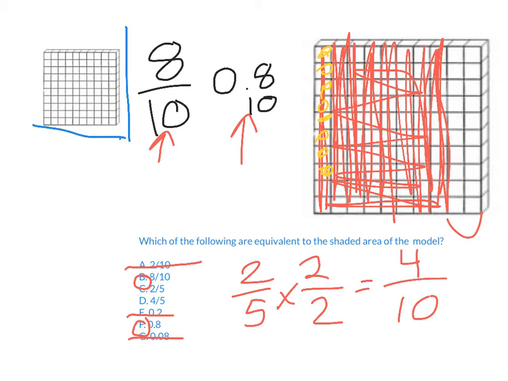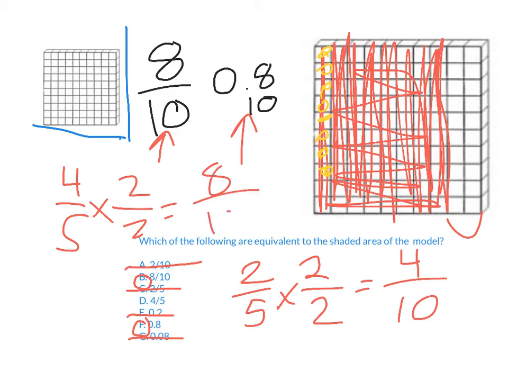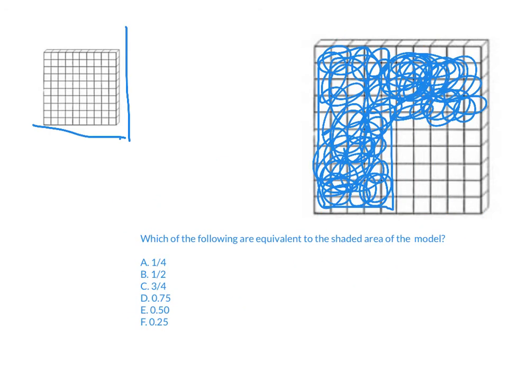4/10, well, that's not equivalent to 8/10. Then if I have 4/5 times 2 over 2, that gives me 8/10. So I do know that 4/5 is equivalent, so B, D, and F were all equivalent to the shaded area of the model. So here's another model. I would like you to pause this and solve it, and then we'll go over it together.